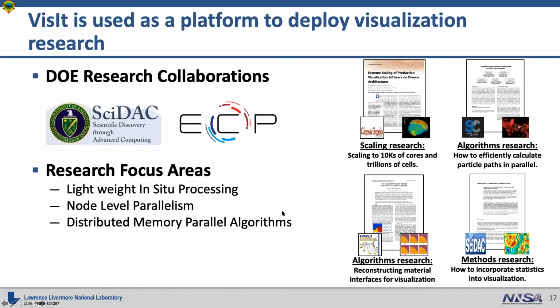VisIt's also been used as a platform to deploy visualization research over the years, which has been great. We don't want research that's really good in the visualization community to never reach the hands of users. Some particularly impactful research that's been deployed has been the integral curve and the advanced streamline capabilities that were in VisIt. Some of those were customized for particular communities, like the Fusion community, for example.